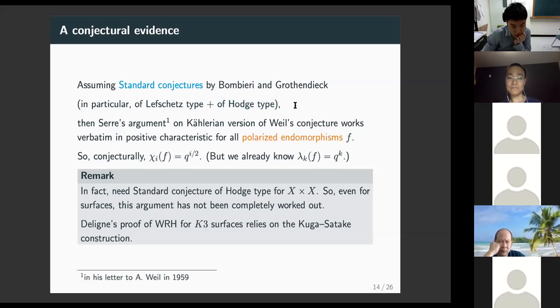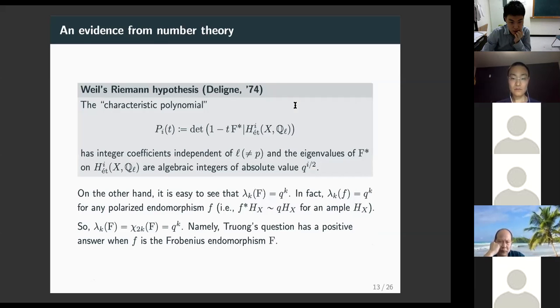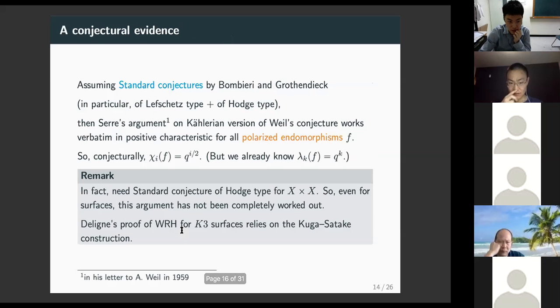And also you say that in the fifth line, chi_i(F) equals q to the power i over 2. It is only known for Frobenius, right? The fifth line. Okay, this is only known for Frobenius by Deligne, right? So if F is the capital F, the Frobenius, then this is proved. But even for polarized, it is not known.